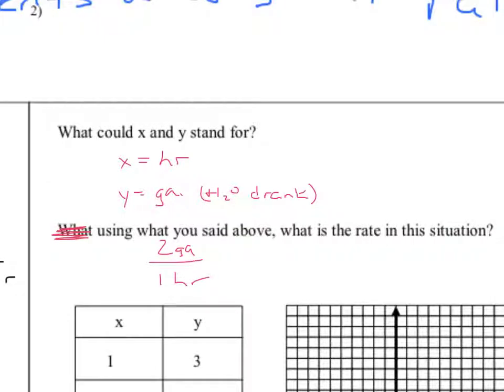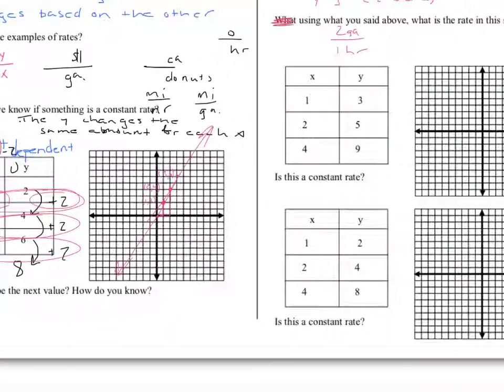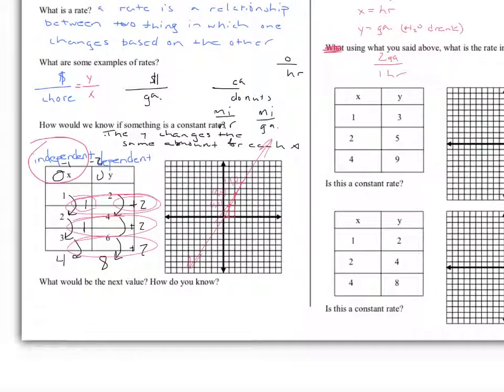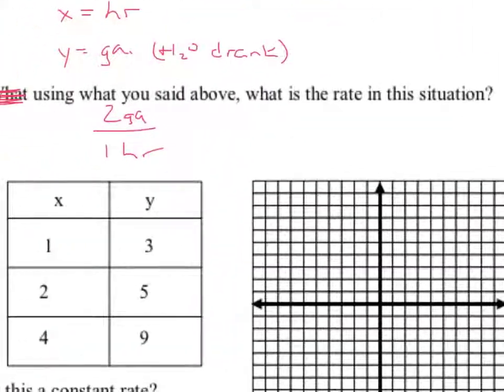And we recognize we could have pulled that right from down here. We were changing our y is 2 gallons over 1 hour. So we can see that our rate is the same thing as our change in our y, or our change in our dependent variable over our change in our x, or our independent variable.